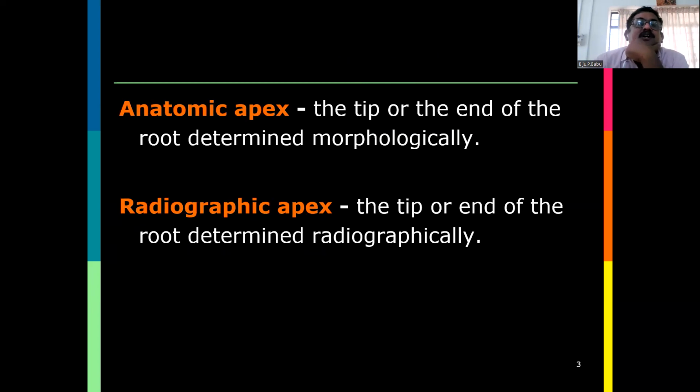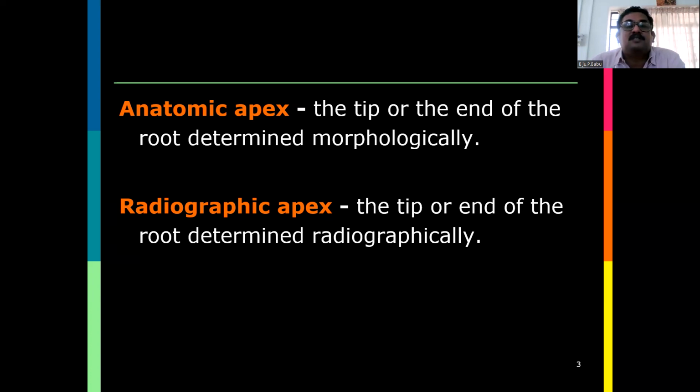And there are a few terminologies which you should know: the anatomical apex and the radiographic apex. The anatomical apex is the tip or end of the root determined morphologically. So, the morphological end of the root is called the anatomical apex. The radiographic apex is where you see the end of the root on a radiograph. It is the tip or end of the root determined radiographically.